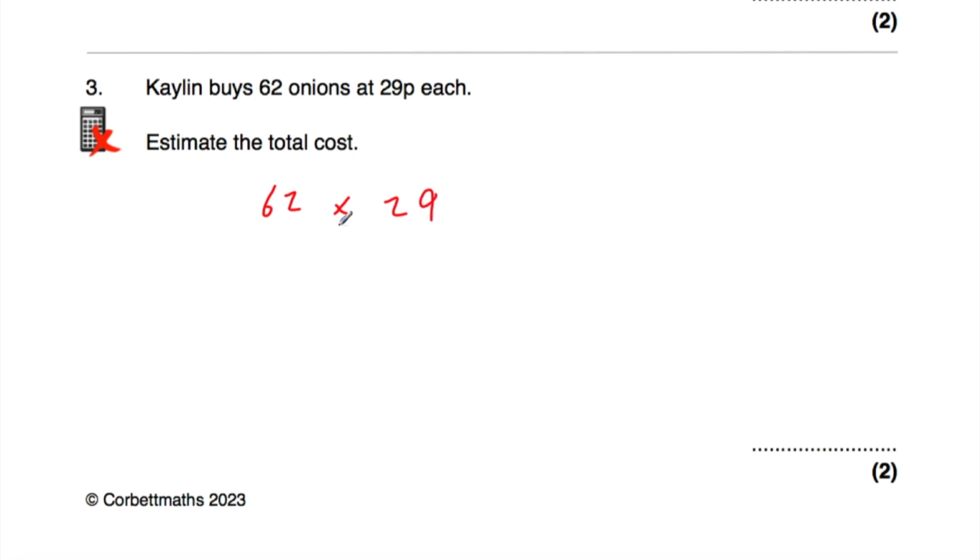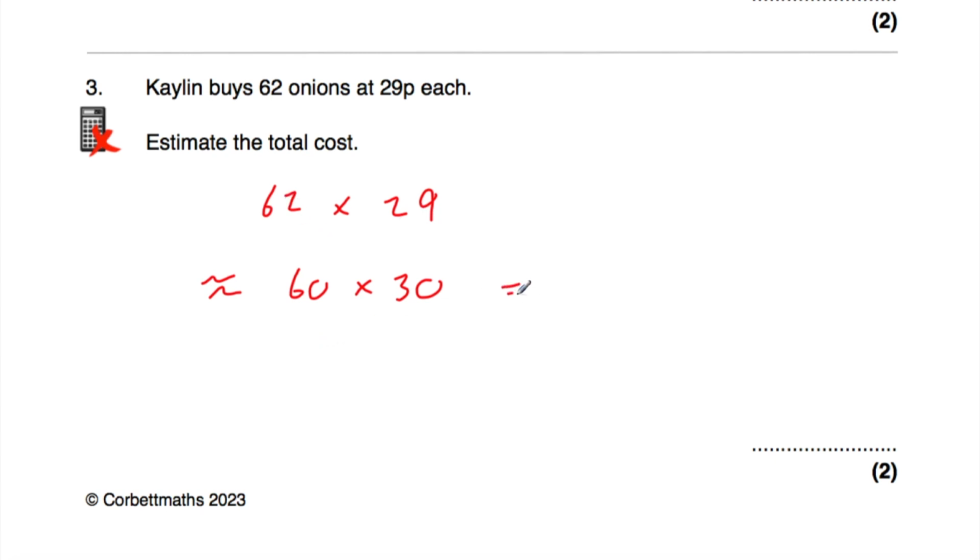what I'm going to do is round these numbers. And I'm going to round the number of onions down. So rather than using 62, I'm going to round that down to 60 because that's just a bit easier. And rather than using 29p, I'm going to round that up to 30p. So I'm going to do 60 multiplied by 30. And if I do 60 multiplied by 30, that's going to give us our estimate for the total cost. And what's quite nice is because we've rounded one of them down and we've rounded one of them up, it means our estimate's going to be a little bit closer to the actual value rather than if we rounded them both down or both up.